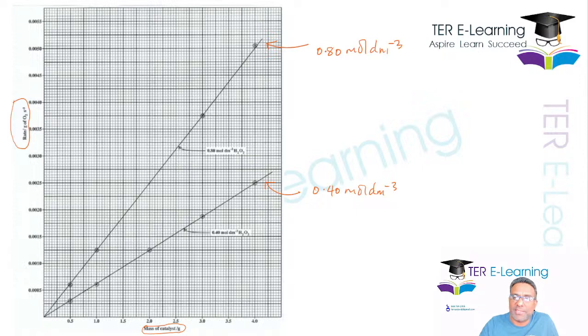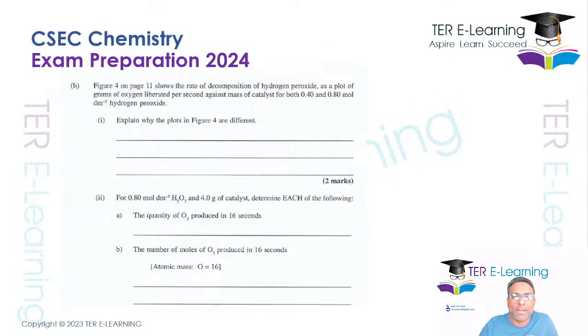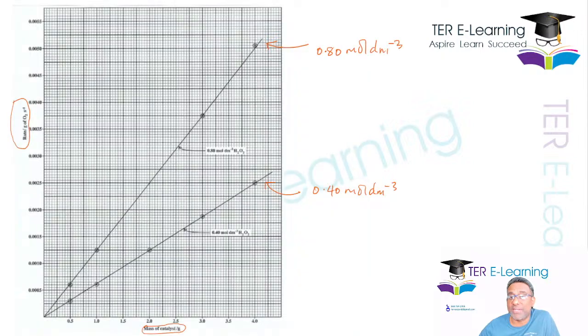Now the first part of the question says, explain why the plots in figure 4 are different. Why are the plots different? You have two straight line graphs here. One has a concentration of the peroxide being 0.4, and the second one has a concentration of the peroxide being 0.8. What's the difference? Why are the two graphs different? Why do you all think so?